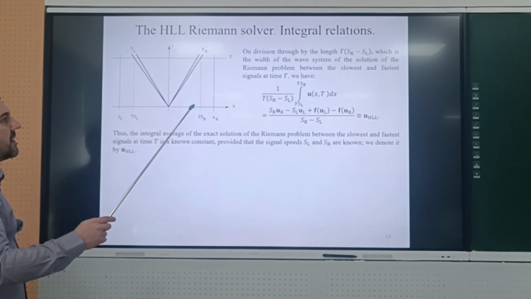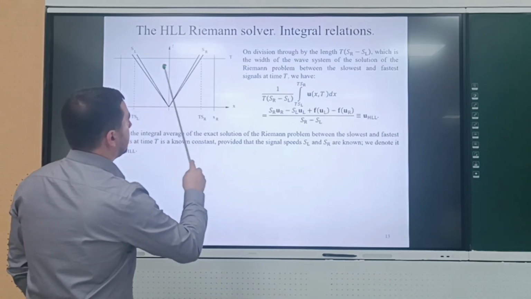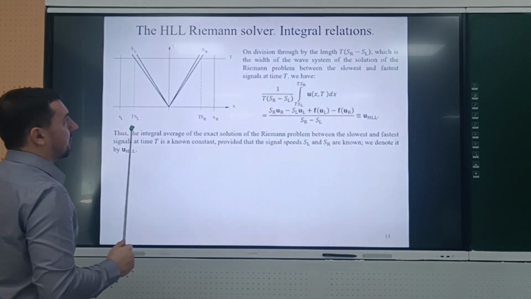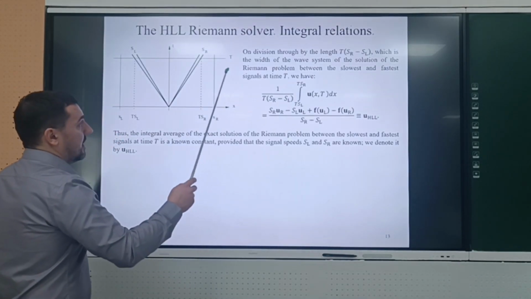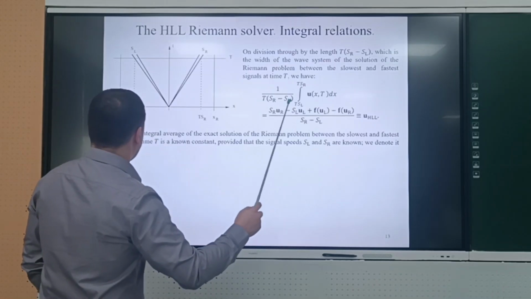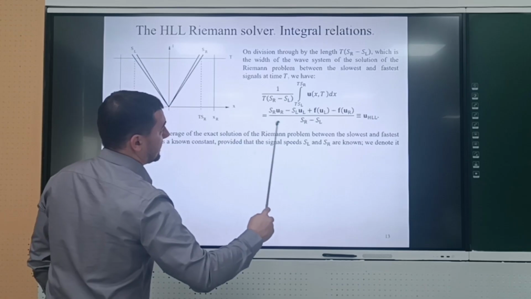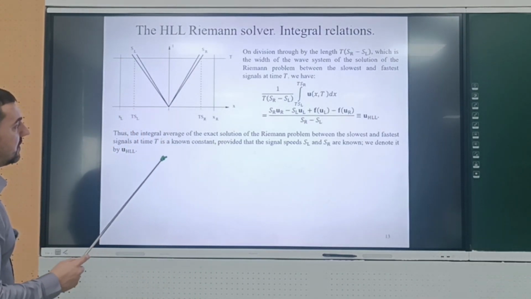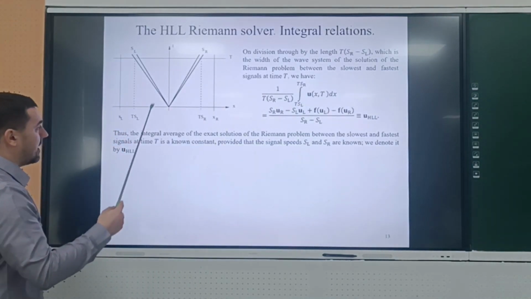On division through by the length, tR minus tL, which is the width of the wave system, of the solution of the Riemann problem between the slowest and fastest signals at time t, we have this average state. That's the integral average. So this is the integral average of the exact solution of the Riemann problem between the slowest and fastest signals at time t.